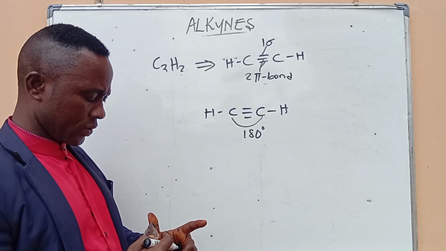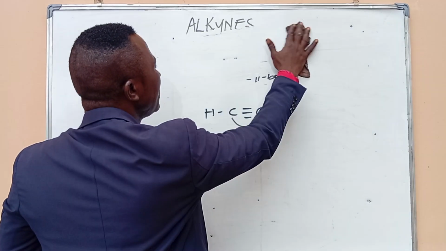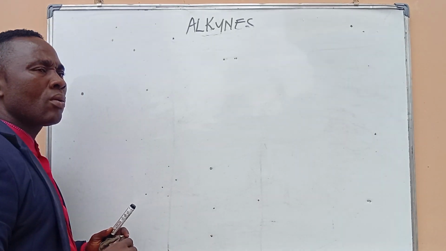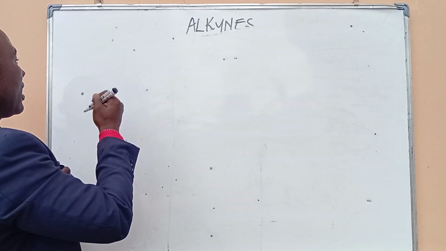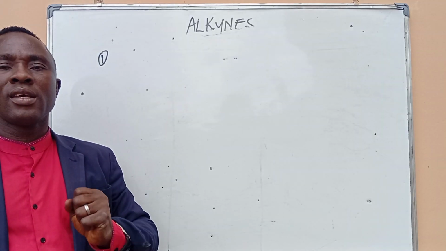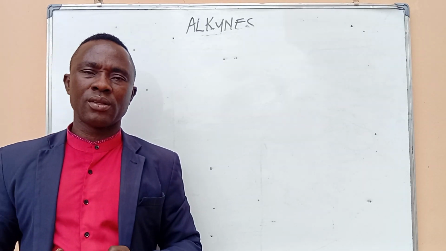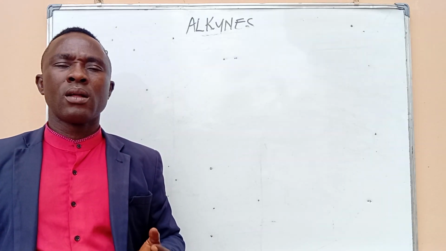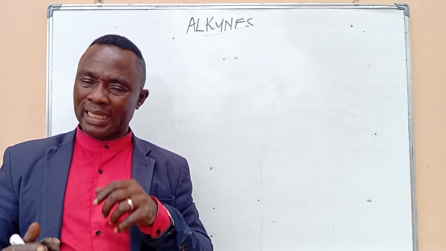180 degrees. Now let us come to the nomenclature of alkynes. How do we name alkynes? We can name alkynes using some rules. The first rule for the nomenclature of any organic compound is to identify the number of carbon atoms, that is the parent chain. The longest carbon chain that we must choose must be the one that bears the triple bond.